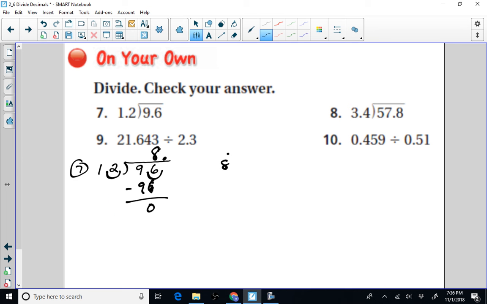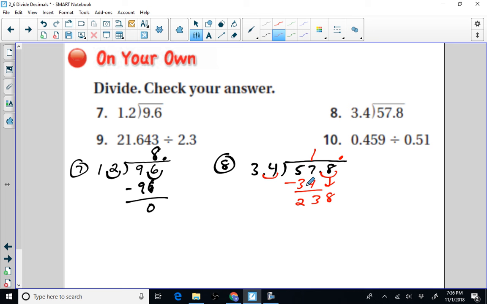Problem 8. We have 3 and 4/10 into 57 and 8/10. Slide the decimal point 1 place to the right in our divisor, 1 place to the right in our dividend. Decimal point goes in the quotient. 34 goes into 57 1 time. 1 times 34 is 34. I subtract. That's going to give me 23. Bring down the 8. 34 into 238.